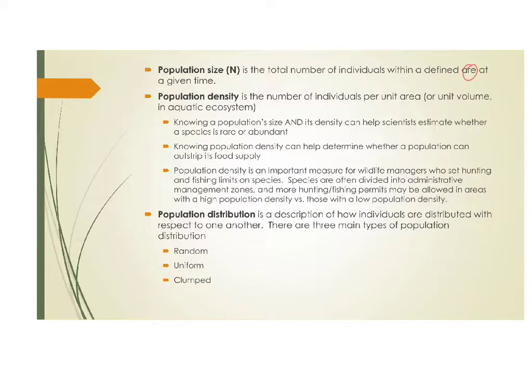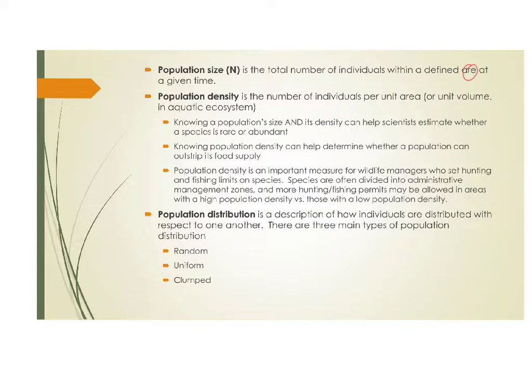Knowing a population size and its density can help scientists estimate whether a species is rare or abundant in an ecosystem. Knowing population density can also help determine whether a population can outstrip its food supply. This gets important when we're talking about ecosystem management. Population density is an important measure for wildlife managers who set hunting and fishing limits on species.